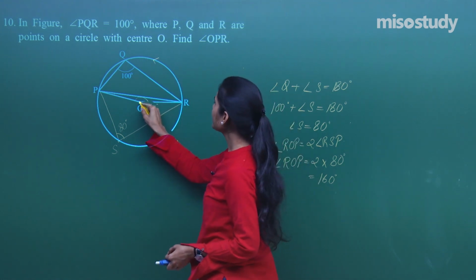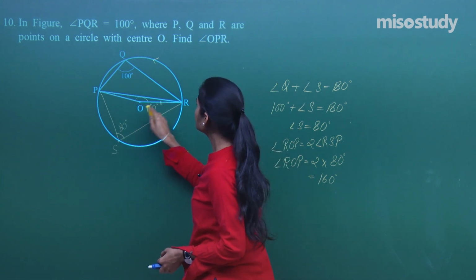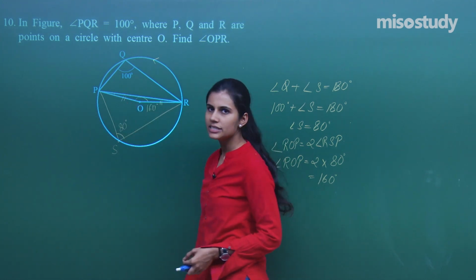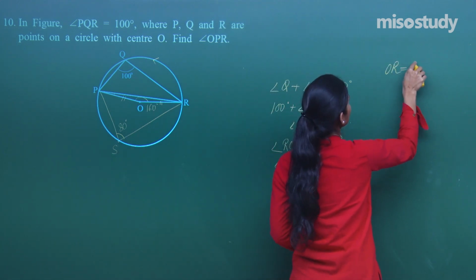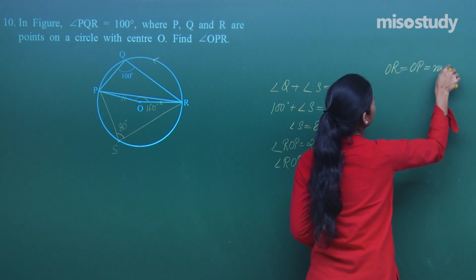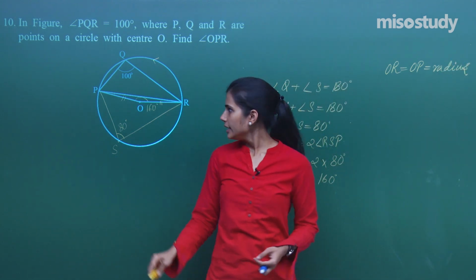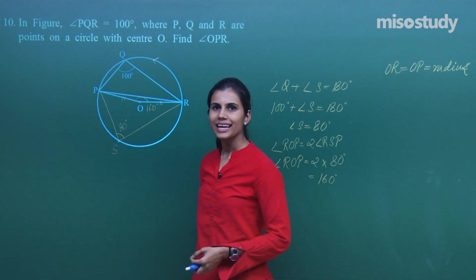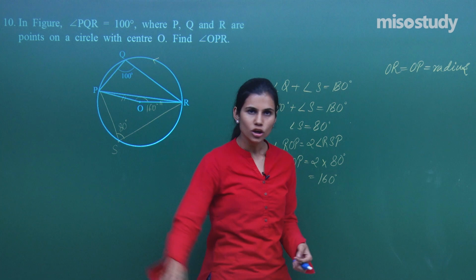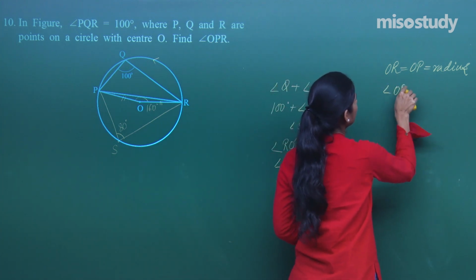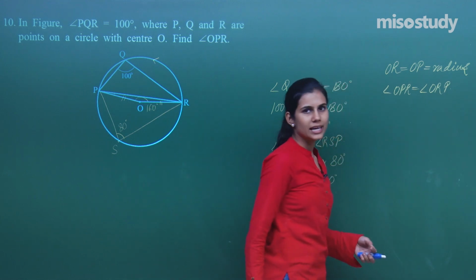Now come to triangle OPR. I have to find angle OPR. You know that OR is same as OP. Why? Because it is representing the radius. So if I have OR is same as OP, as they are both equal to the radius, in this triangle, if OR is same as OP, angles opposite to equal sides are equal. So I will have angle OPR is same as angle ORP, because angles opposite to equal sides are equal.